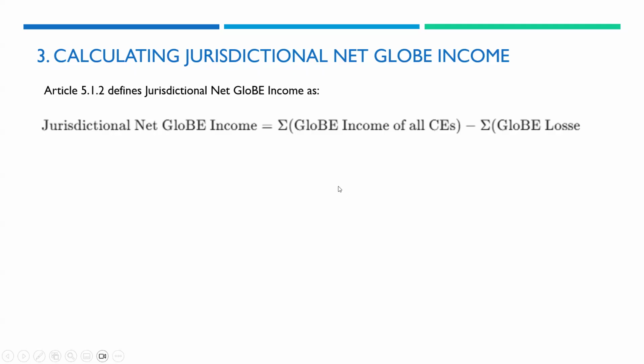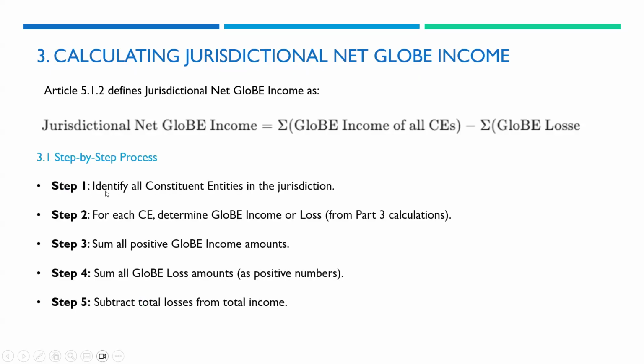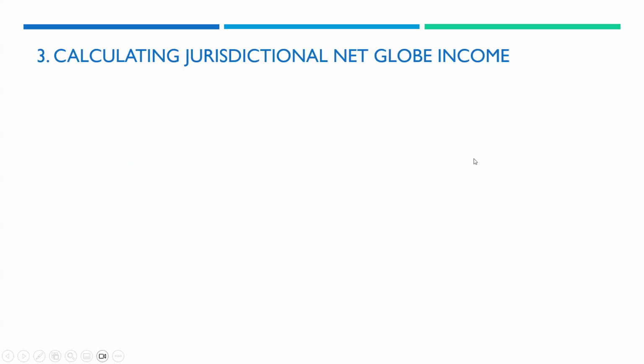Okay, that's how you calculate the denominator. Now, the step-by-step process: identify all the constituent entities in the jurisdiction. For each CE, separately determine income, globe income or loss. You have to do all the Part 3 calculations on an entity basis, and then you find out the globe income. Now, sum all positive globe income amounts, then sum all negative globe loss amounts, and subtract total losses from total income. So that's how you calculate the jurisdictional net globe income, as simple as that.